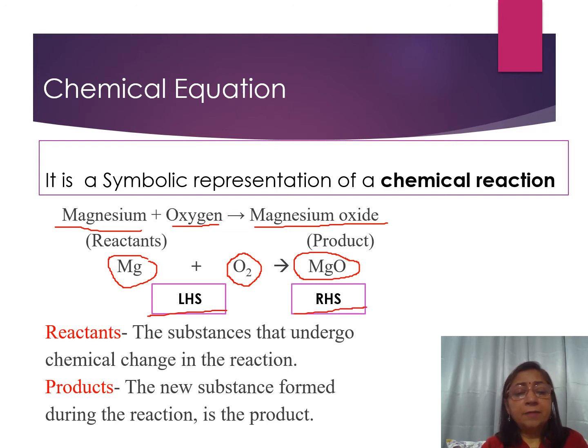On the left hand side of the reaction, we write the reactants. What are reactants? The substances that undergo chemical change in the reaction. And on the right hand side, we write the products. The products are the new substances formed at the end of the reaction.